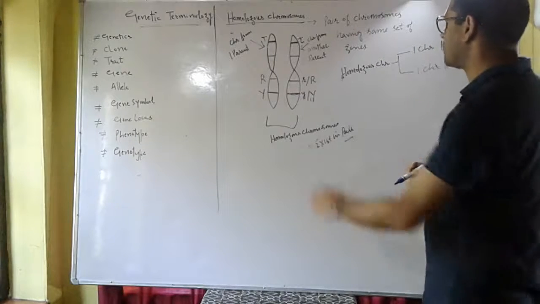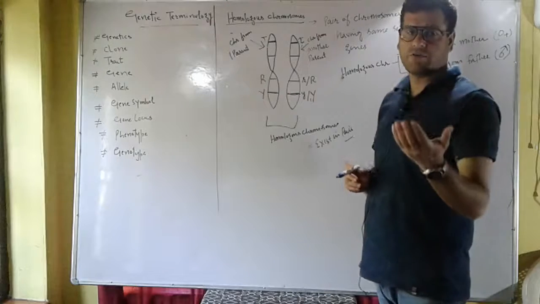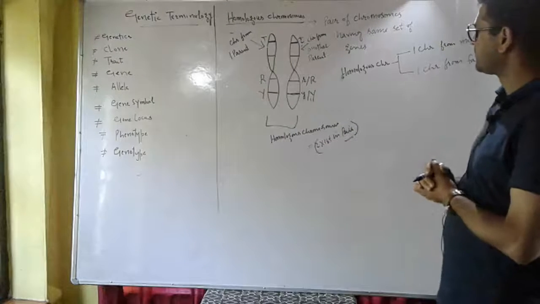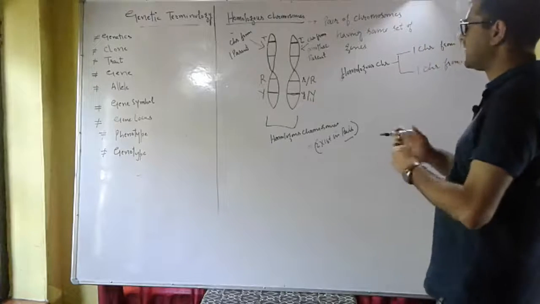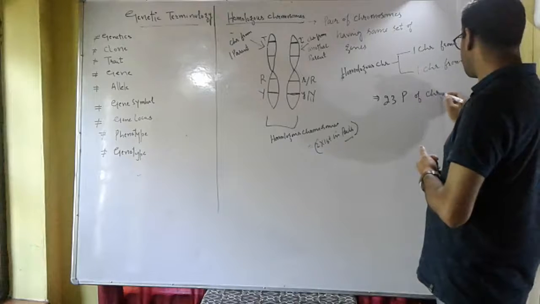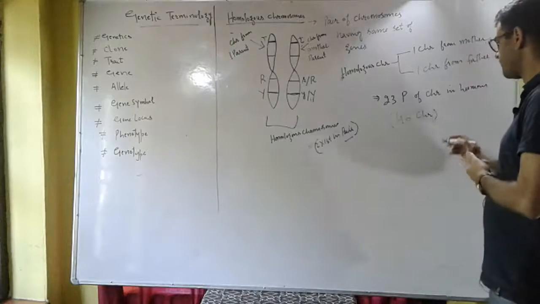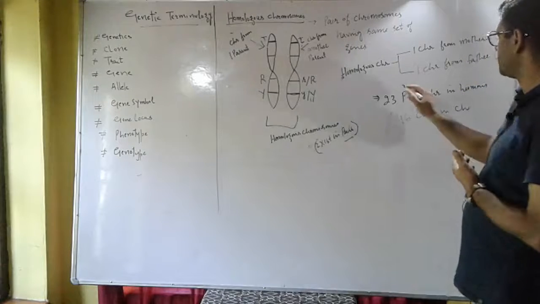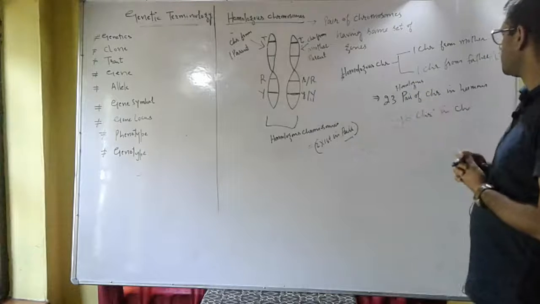So what are homologous chromosomes? Homologous chromosomes are those chromosomes which have the same set of genes. One chromosome in a homologous pair is derived from the father, and the other chromosome in the pair is derived from the mother. So homologous chromosomes always exist in pairs. Sometimes we say that there are 23 pairs of chromosomes in humans, or sometimes we say 46 chromosomes in humans. Actually, when we talk about 23, it is 23 homologous pairs of chromosomes in humans.